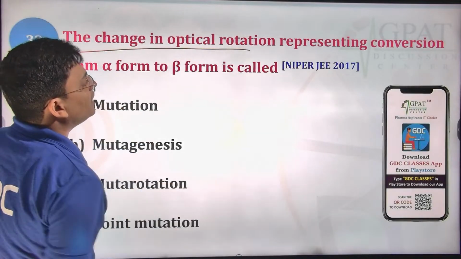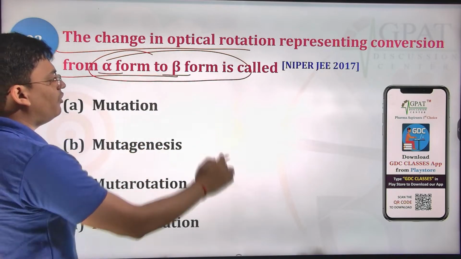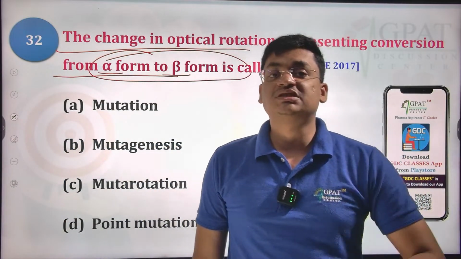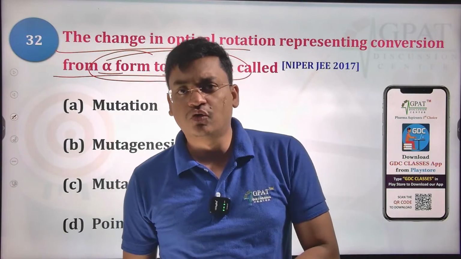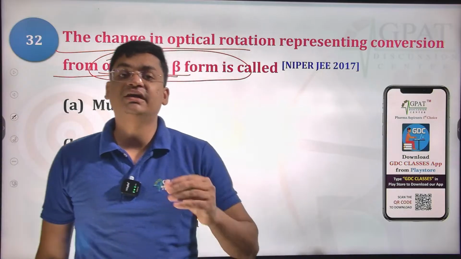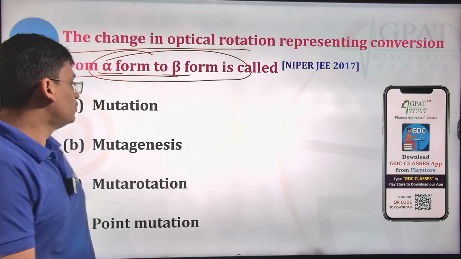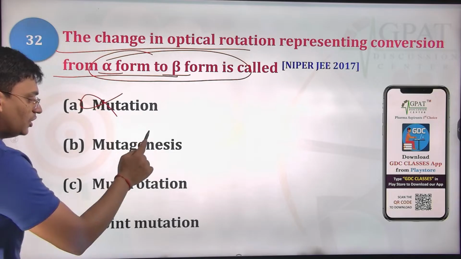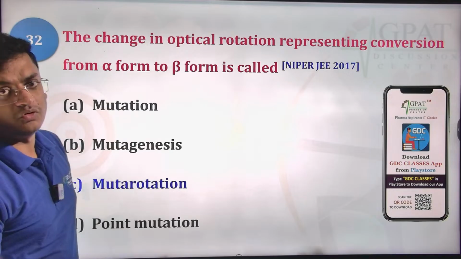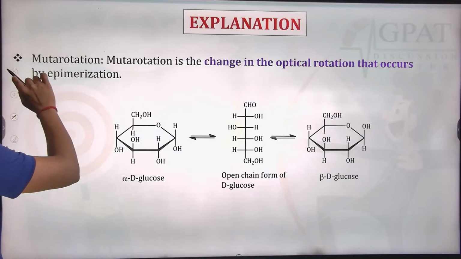The change in optical rotation representing conversion from alpha form to beta form is called as? So the alpha form and beta form belong to the glucopyranose structures. These glucopyranose structures, the cyclic form of glucose, show mutarotation. They get converted into alpha and beta forms, and this is known as mutarotation. It is mutarotation, not mutation, not mutagenesis. Conversion of alpha and beta forms of glucopyranose is possible only because of mutarotation. So yes, C is the right answer.